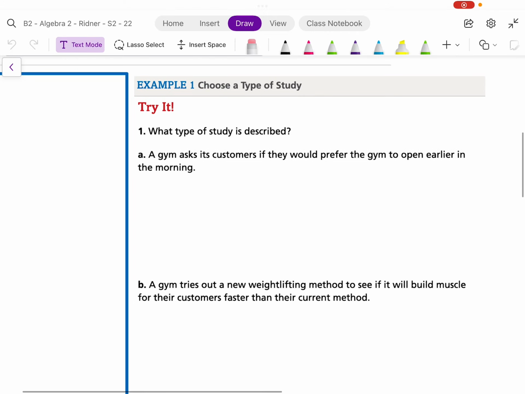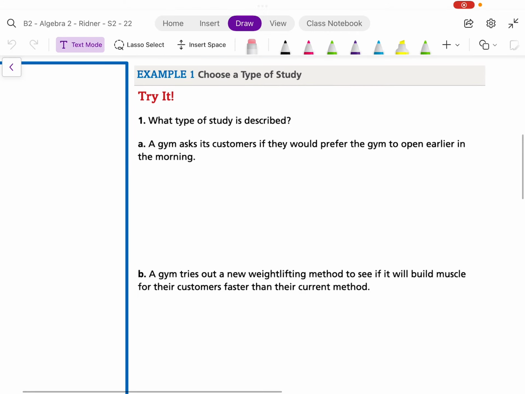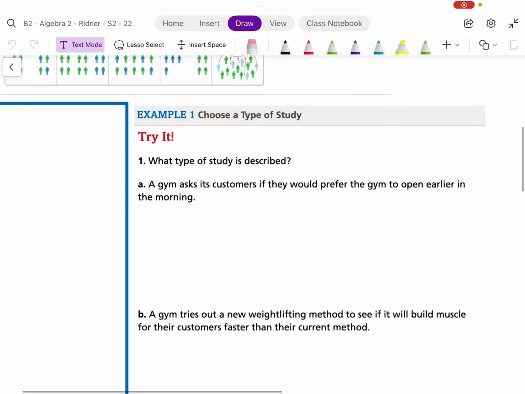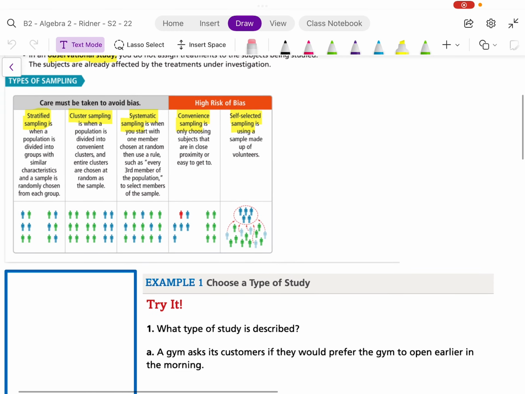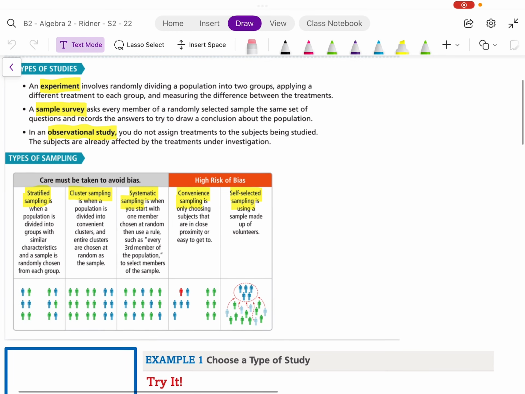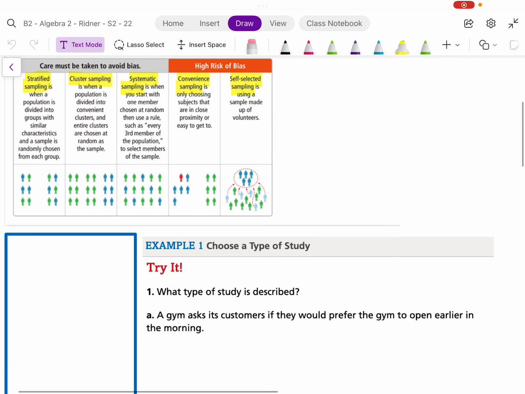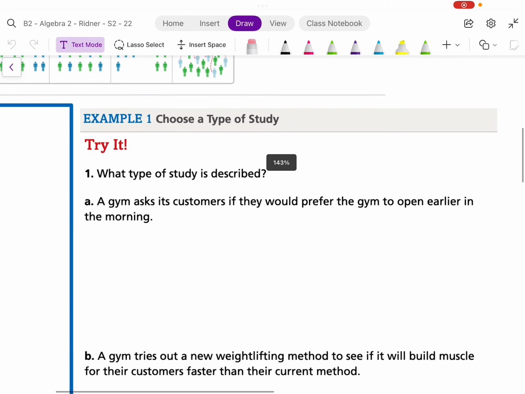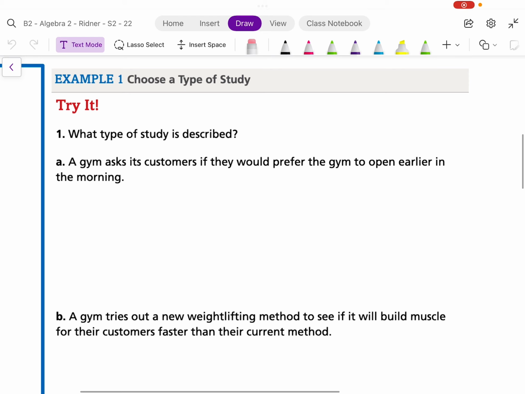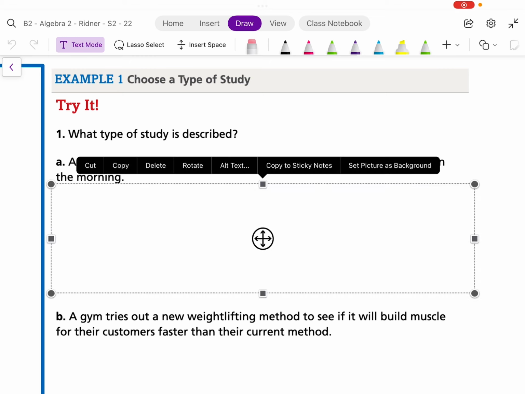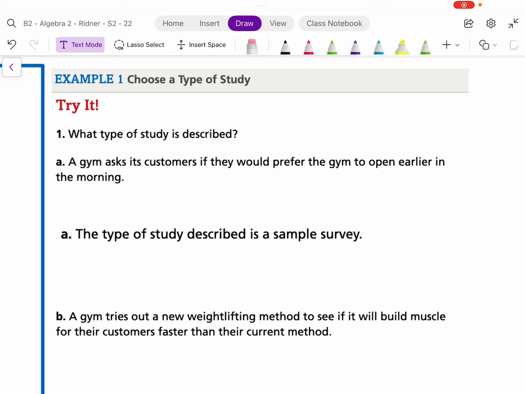So if I need to choose a type of study, so if we're thinking multiple choice here, this is an example where we're going to use the words experiment, sample survey, or observational study. So which type are each of these? A gym asks its customers if they would prefer the gym to open earlier. Since they are asking the customers, that becomes a survey. So this would be an example of a sample survey.